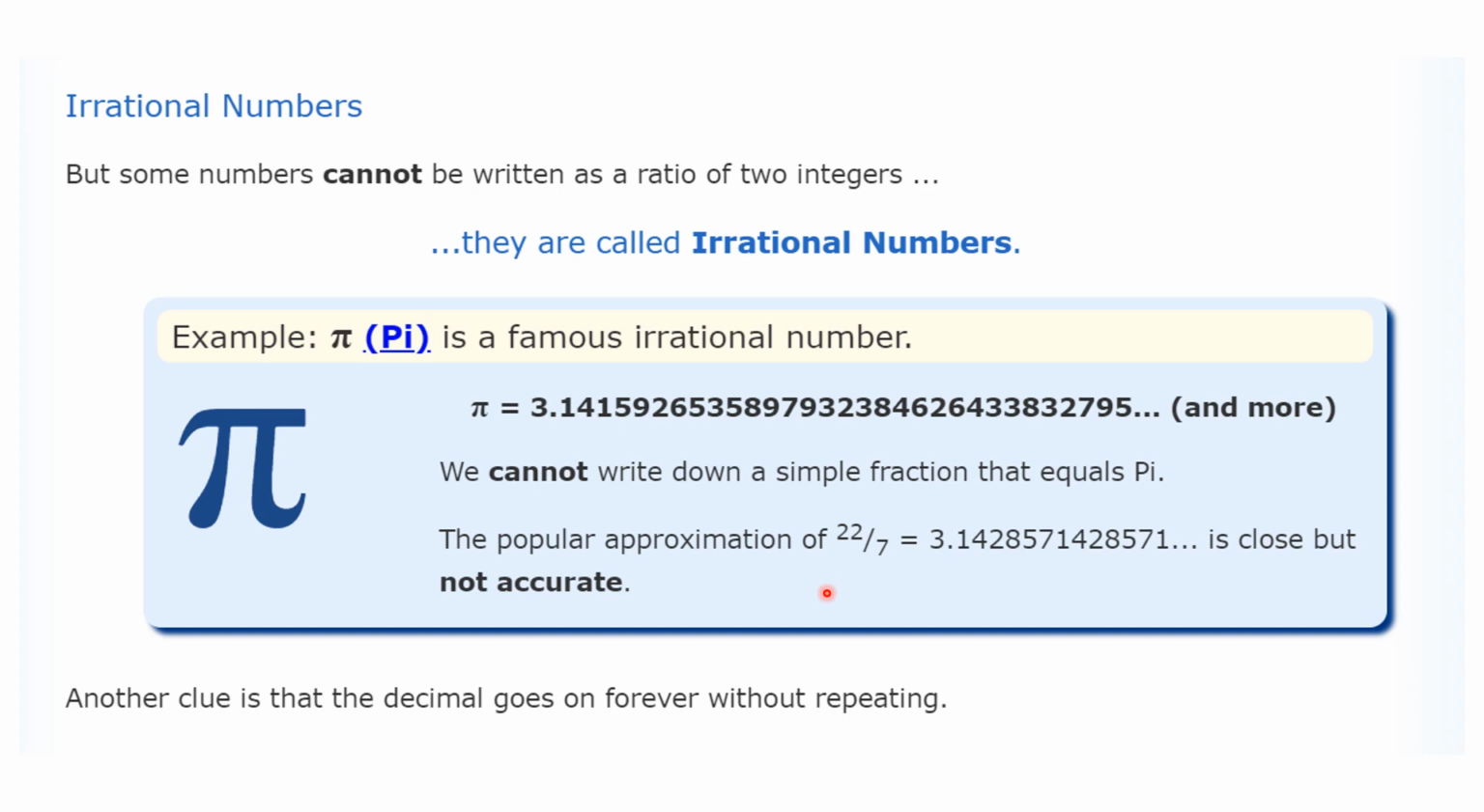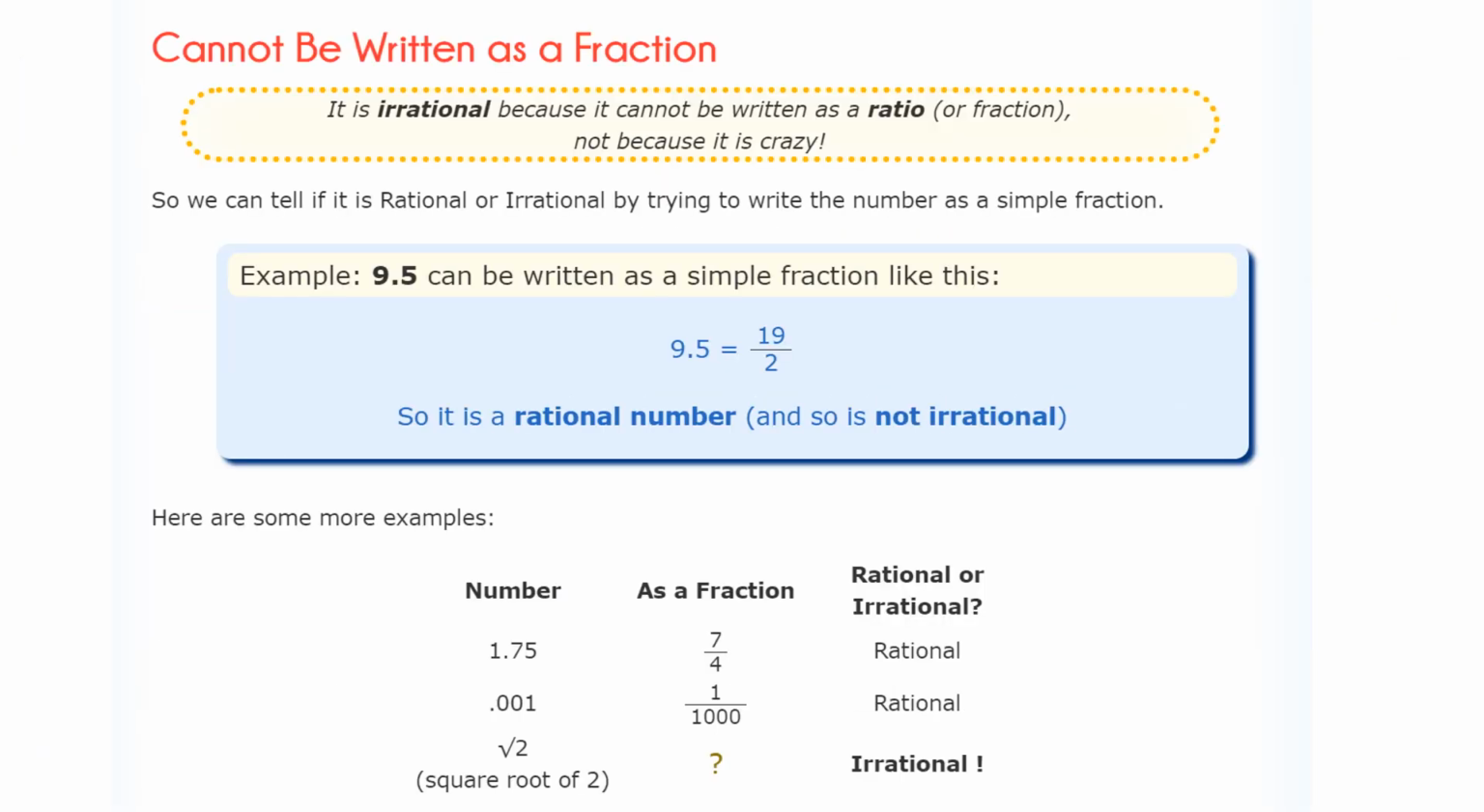And there's another clue: for an irrational number, the decimal goes on forever without repeating. You can see it over here, the number is not repeating. The decimal is not repeating, so it is an irrational number. Like I mentioned before, it cannot be written as a fraction. So remember that it is irrational not because it is crazy, because irrational also means crazy, but in maths it does not refer to the number being crazy, but that the number cannot be written as a ratio or a fraction. That's why we call it an irrational number.